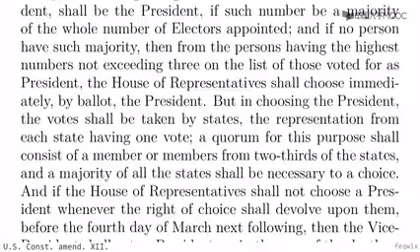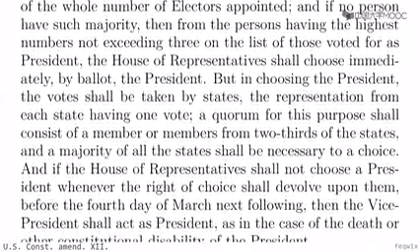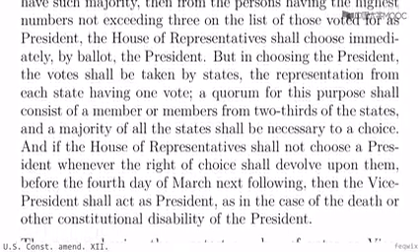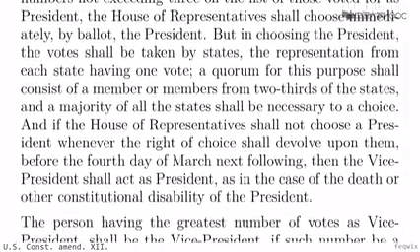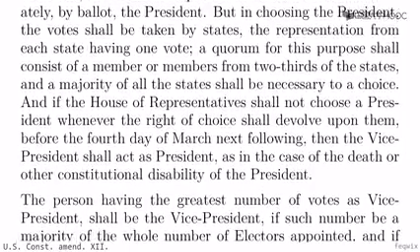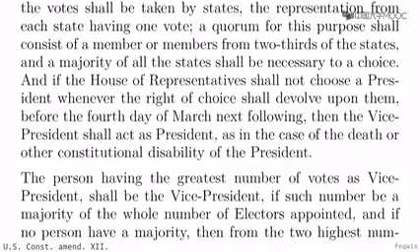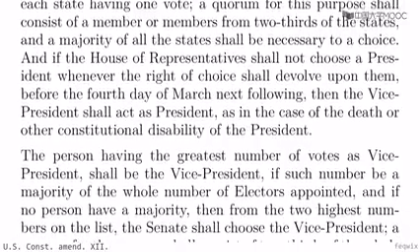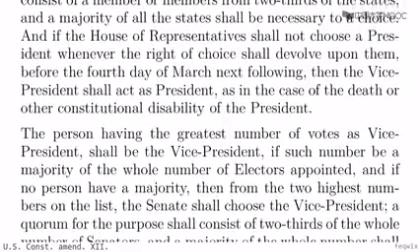But in choosing the President, the votes shall be taken by states, the representation from each state having 1 vote. A quorum for this purpose shall consist of a member or members from 2/3 of the states, and a majority of all the states shall be necessary to a choice. And if the House of Representatives shall not choose a President whenever the right of choice shall devolve upon them, before the 4th day of March next following, then the Vice President shall act as President, as in the case of the death or other constitutional disability of the President.